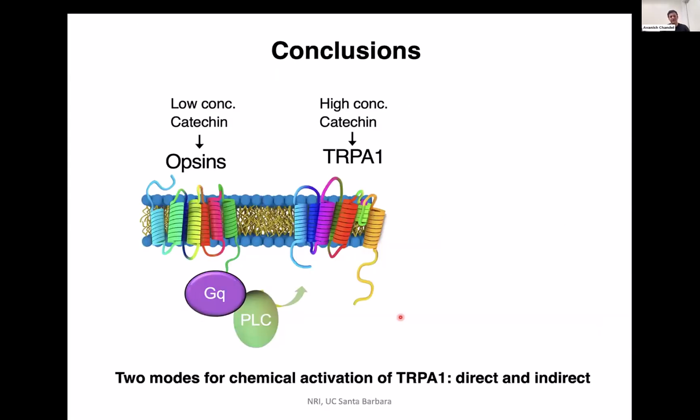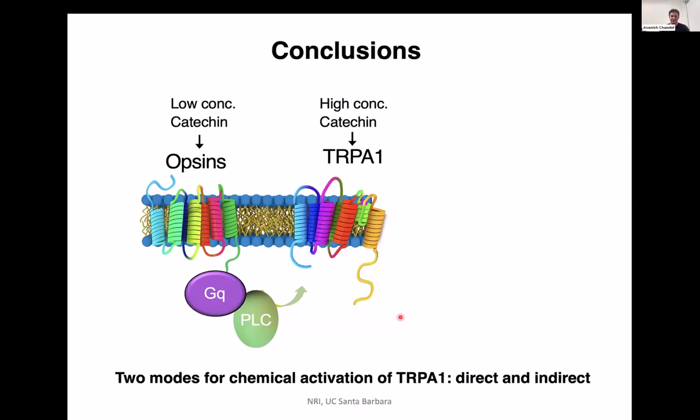Based on these observations, we concluded that the mechanism of chemical activation of TRPA1 mirrors what we observed in our thermosensation studies. TRPA1 can be directly activated by high levels of stimulus, but at low levels, in both thermosensory behavior and chemosensory behavior, the low concentration of chemical or the low intensity of radiation activates opsins, which in turn amplify this signal and indirectly activate TRPA1. So both pathways ultimately converge and activate TRPA1, which is the final player in this mechanism, leading to a strong aversive response in mosquitoes in the case of catechin.